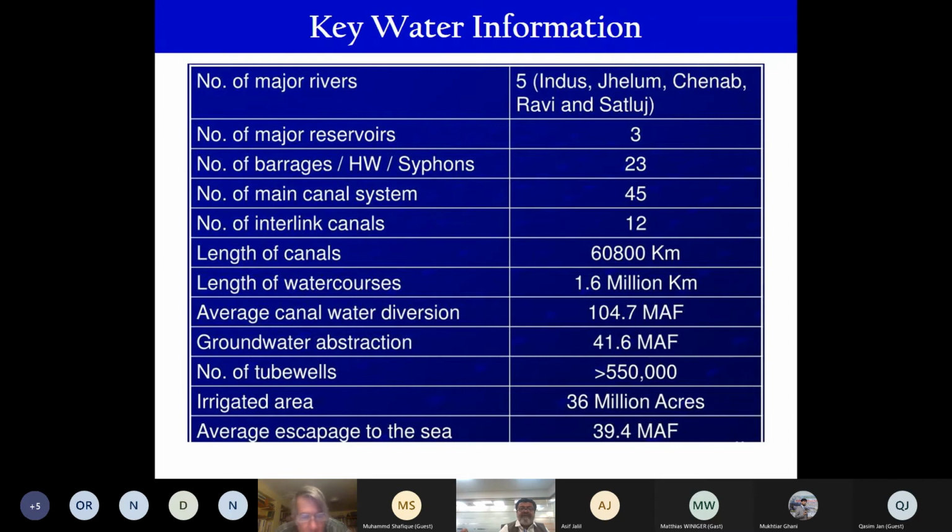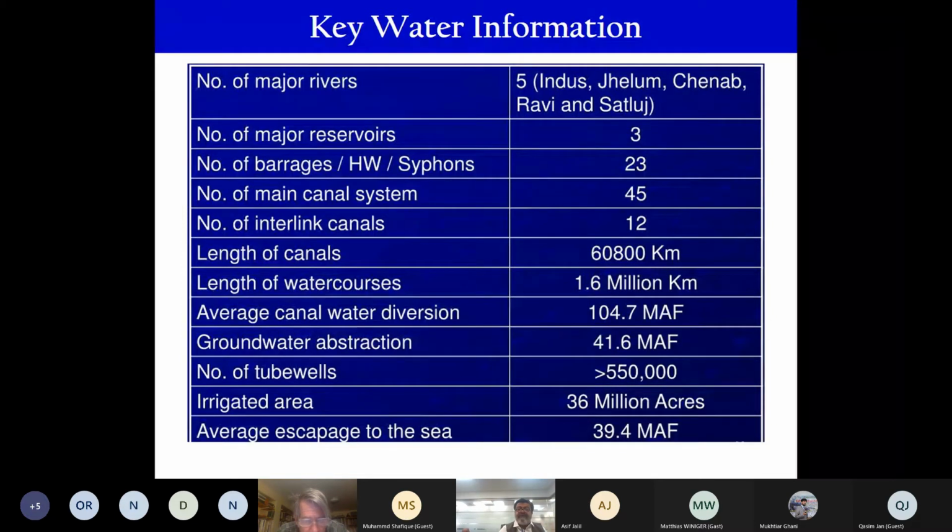Key water information: the number of major rivers is five: Indus, Jhelum, Chenab, Ravi, and Satluj. Number of major reservoirs is 3. Number of barrages, around 23. Number of main canals, 45.